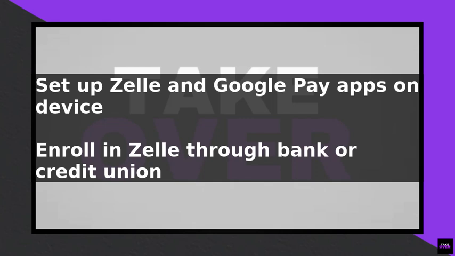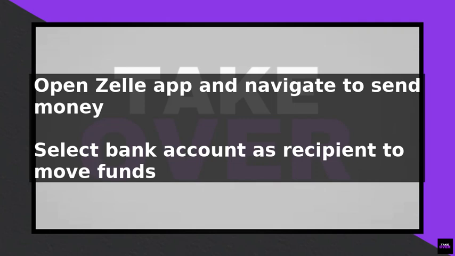Open the Zelle app and navigate to the Send Money section. Then select the bank account you want to use to send the funds. Choose the amount you want to transfer and then select your bank account as the recipient, since you are essentially moving the funds from Zelle to your bank account.